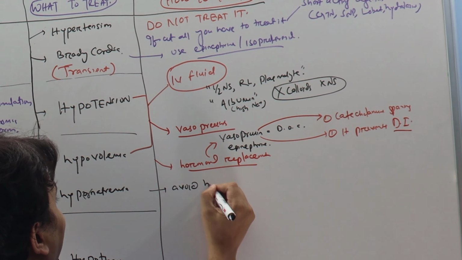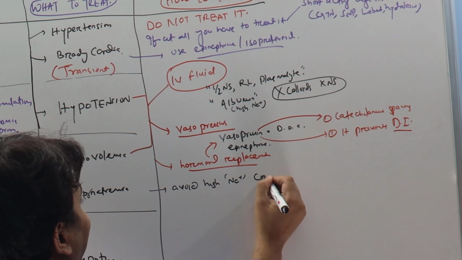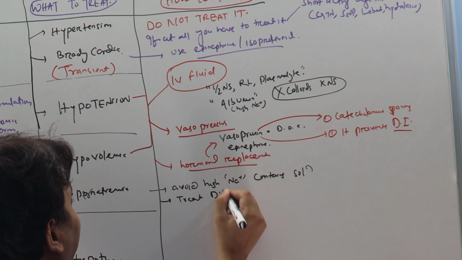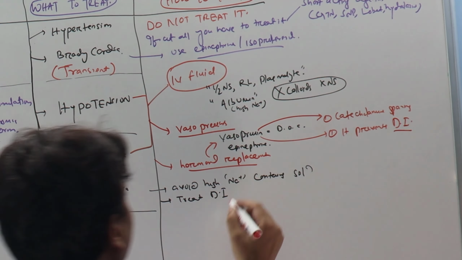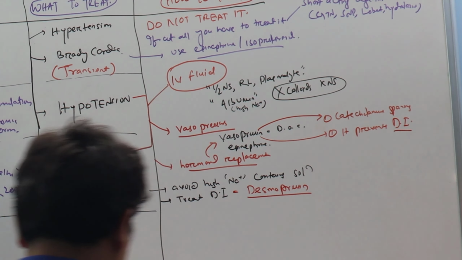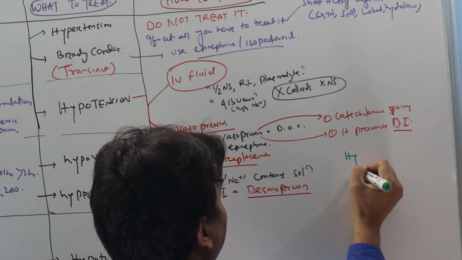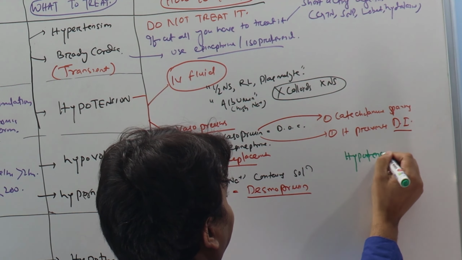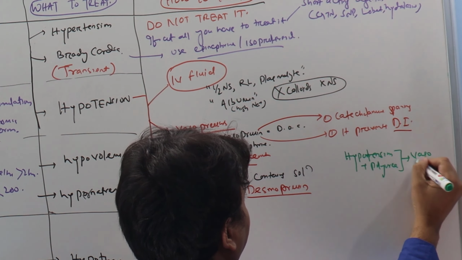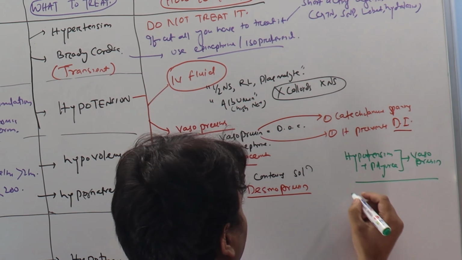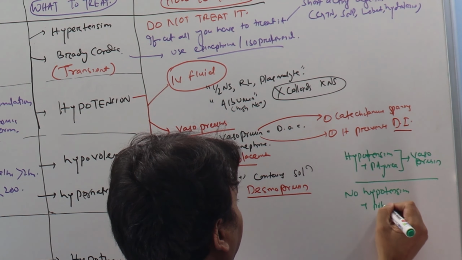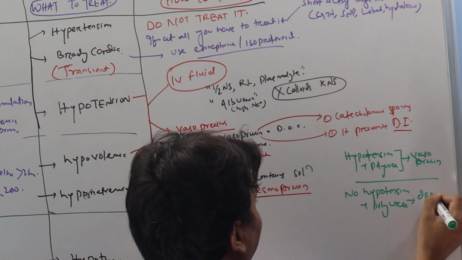Avoid high sodium containing solution and treat DI. How to treat it? Generally you use desmopressin. So the dictum is, if hypotension plus polyuria, use vasopressin. If no hypotension but polyuria, use desmopressin.